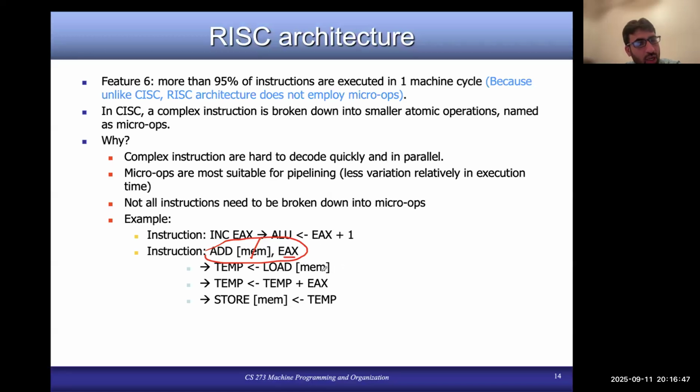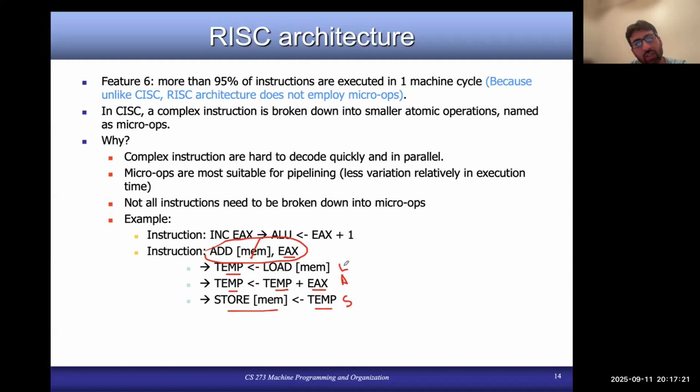In the first micro op, we only load the data from the memory into a temporary register. Then we add the EAX register with the value of the temp register and put the result back in the temp register, and then put the value of the temp register in the memory, right? So here we are saying load, here we are saying do the operation of add, and here we are saying do the store operation.